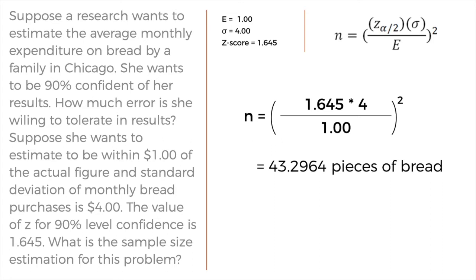43.2964, but since we're talking about sample size, it has to be whole, especially for this one, that bread. When you are selling bread, you don't sell half bread or 0.2964 of a bread for the same price. So for sample sizes, you truncate the decimal places. You do not round it up, you do not round it down. You truncate it, meaning you remove all the decimal places. So instead of 43.2964, you now have 43 as the sample size.